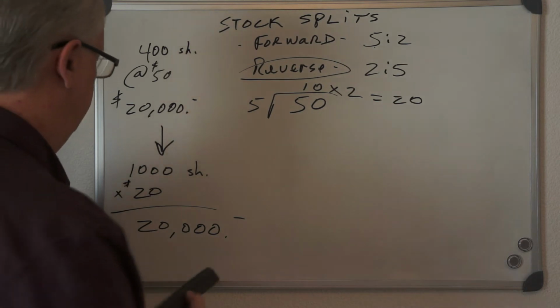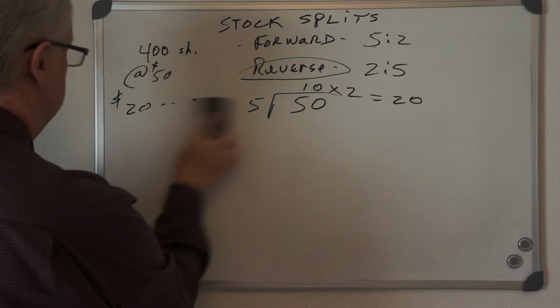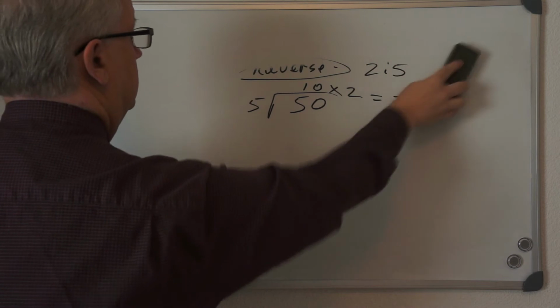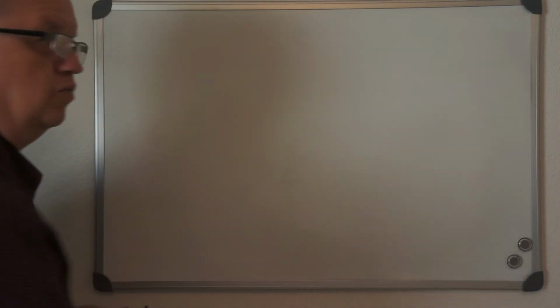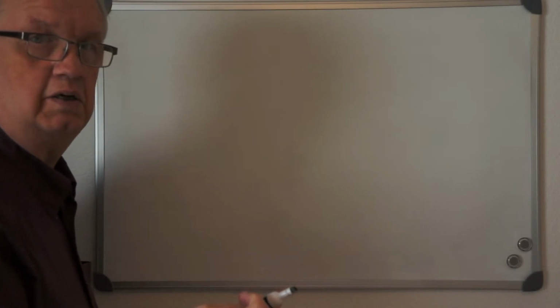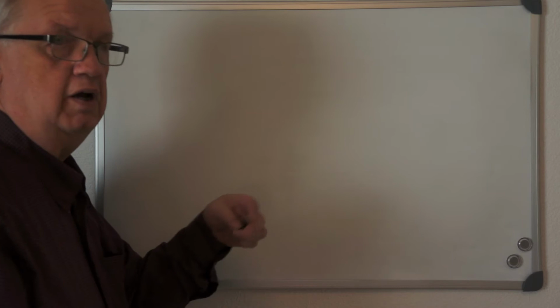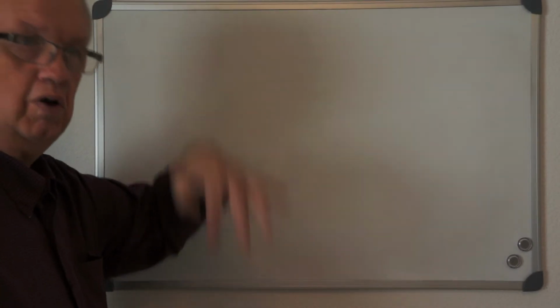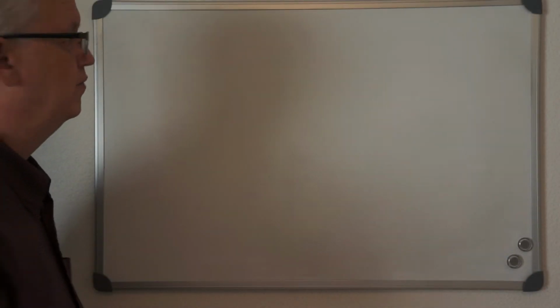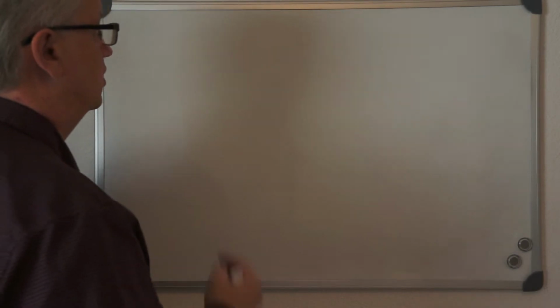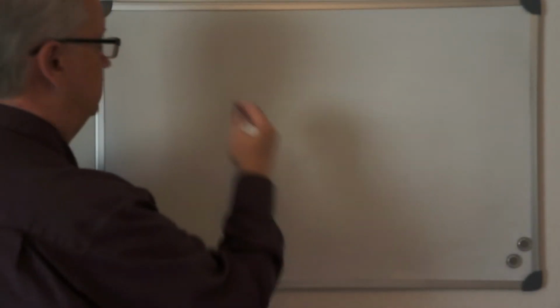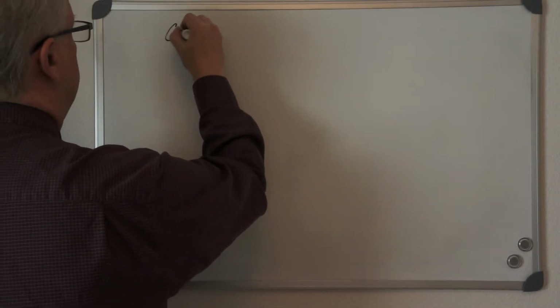Okay? That's stock splits. Keep in mind, reverse, they're trying to raise the price in the marketplace on the stock. In a forward split, they're trying to lower the price. Okay? Now, let's get on to the next one. Current yield and dividend yield. Current yield is for bonds.